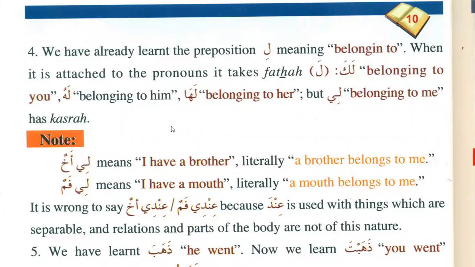So what have we learned here? In the fourth point, we learned li means belonging to. Belonging to you is laka, belonging to him is lahu, belonging to her is laha, and li means belonging to me. Then they also tell us that for human beings, relations and parts of the body, we use li. But for material things, we use inda, depending on the sentence.